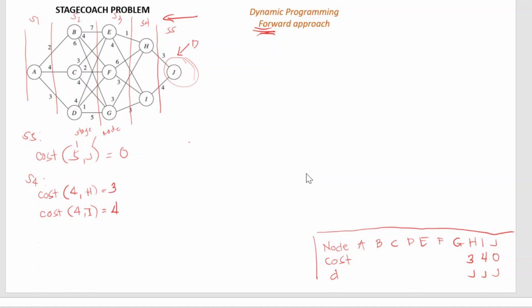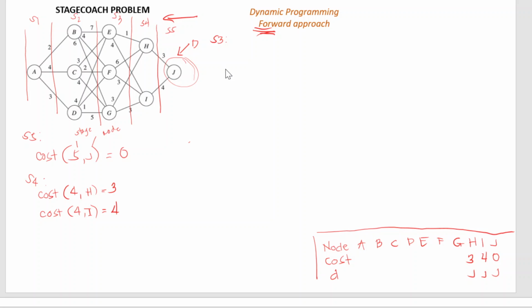Okay, so in my case, H and I are coming from J. So that's why my D is actually J. Okay, next, let's go to section 3. Stage 3 has E, F, and G. You see how good dynamic programming is, how good dynamic programming solves.